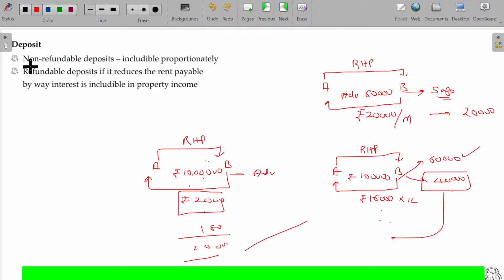Non-refundable deposits: if the deposit is not going to be refundable, it will also be considered as a part of income, includable proportionately. But a refundable deposit, provided it reduces the rent payable, like this scenario, by way of interest benefit, A enjoys. So you have given me 10 lakhs, sir, you don't pay huge rent, just pay 2,000 rupees nominal rent. Then you are allowing him to pay only 2,000 due to the huge deposit you collected, supposed to be refundable. But for the huge deposit, you are enjoying the interest benefit. In that case, 2,000 is not the rental income, 20,000 is the rental income. Hope you will now be able to understand.